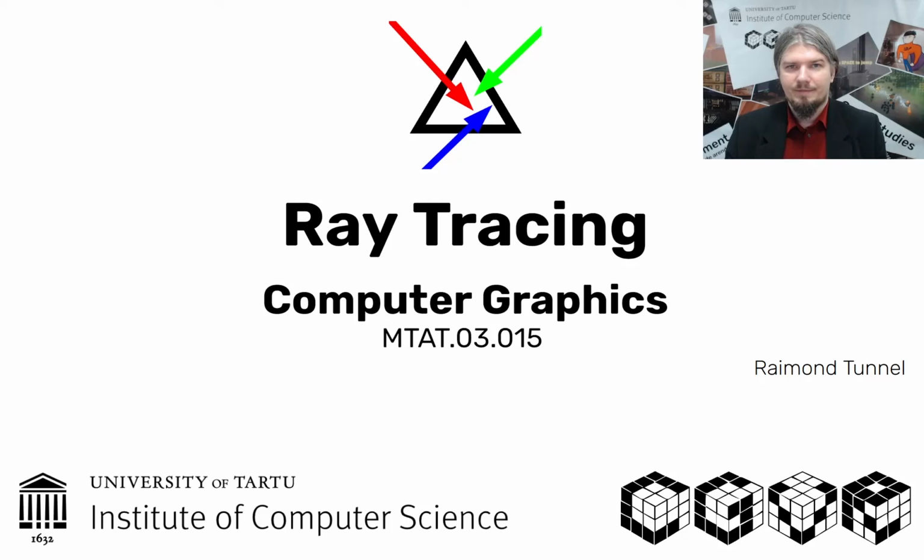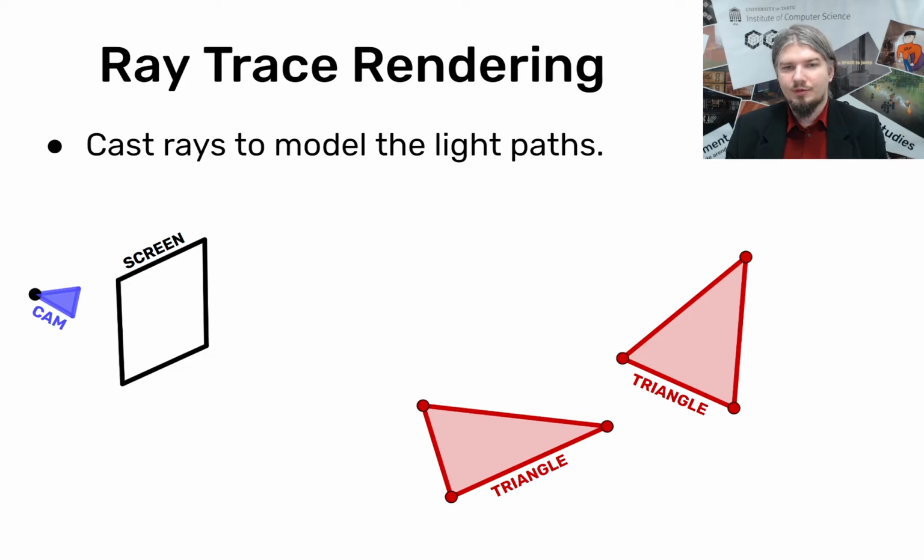Ray tracing. So now that we have learned how ray casting works, we can look at ray tracing. Rays are often used to model the light paths in the scene, because light also travels in a straight line in the same medium. So let's say we have this situation.